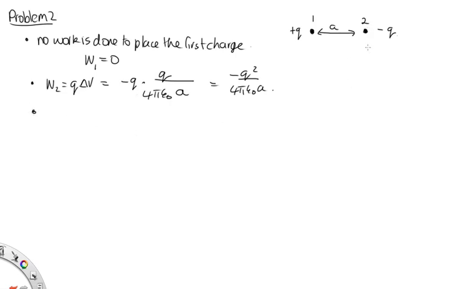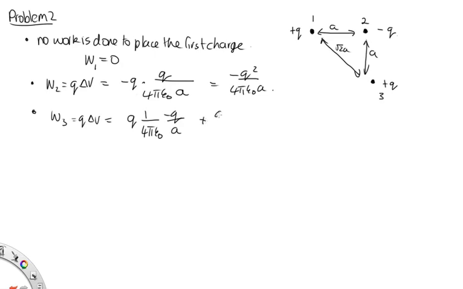Okay, now we place a third charge. We place it down here. It's got a charge plus Q. It's a distance A from charge 2, and it's a distance root 2A, just using Pythagoras, from charge 1. So W3 is equal to Q delta V. And we've got two contributions. We've got the contribution from the electric field generated by this one and by this one. So we've got Q times 1 over 4 pi epsilon naught minus Q over A. And then we've got this one as well, which is plus Q squared over 4 pi epsilon naught root 2A.